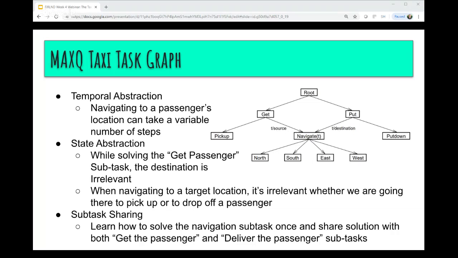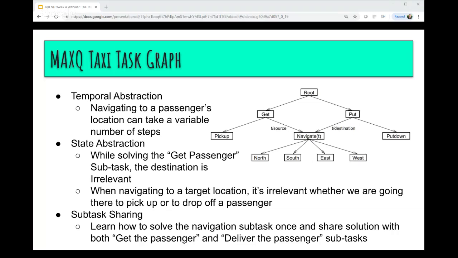So once you enter that task, you stay in that task until that task ends. Each one of these is kind of like episodic, and the temporal abstraction just states that you don't really know how long it's going to take when you get out of that task and you return to the higher level. That task completes, and that action completes in the parent task.